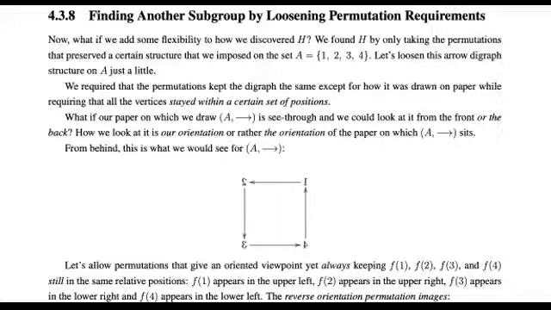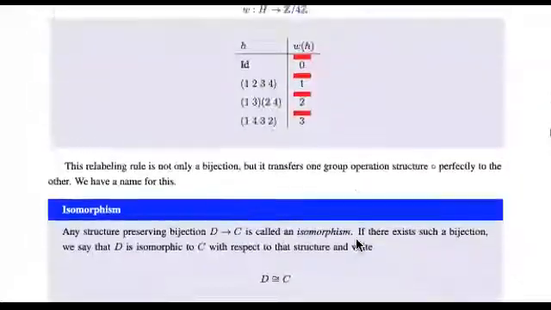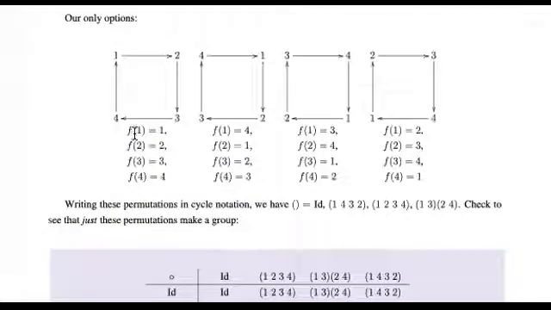This is subsection 4.3.8. Now, in the last subsection, we found a subgroup of S4 that was a rotation subgroup. And we can look at what that appeared to be. So we had this kind of thing: 1 goes to 1, 2, 3, 4. Then we had 1 goes to 4.